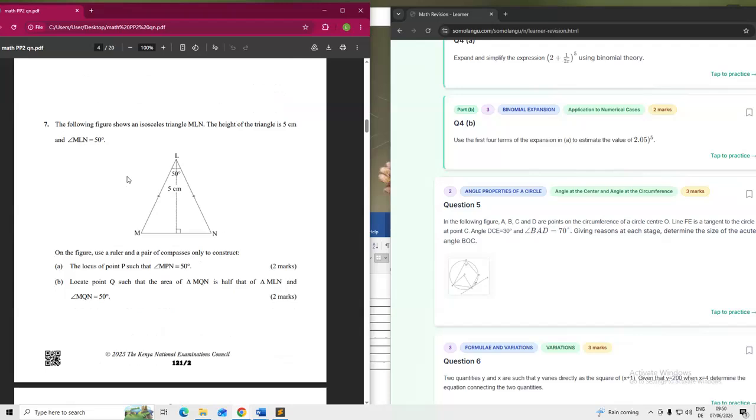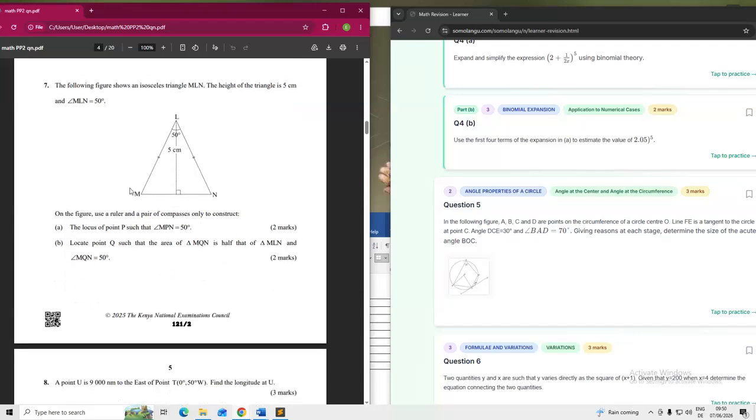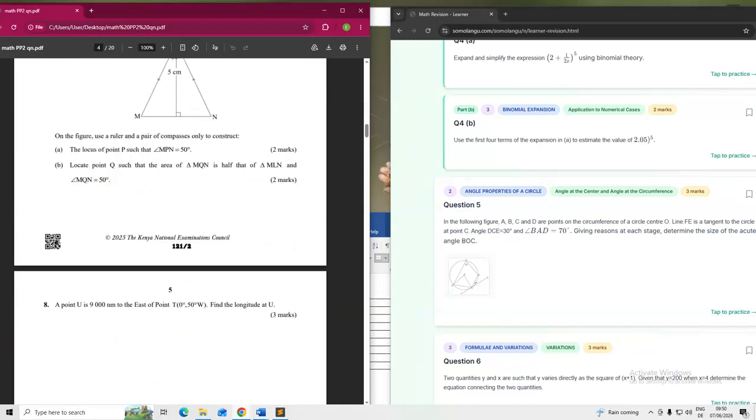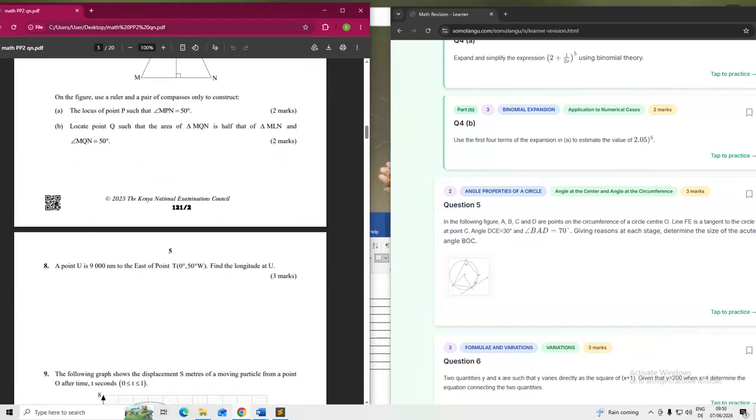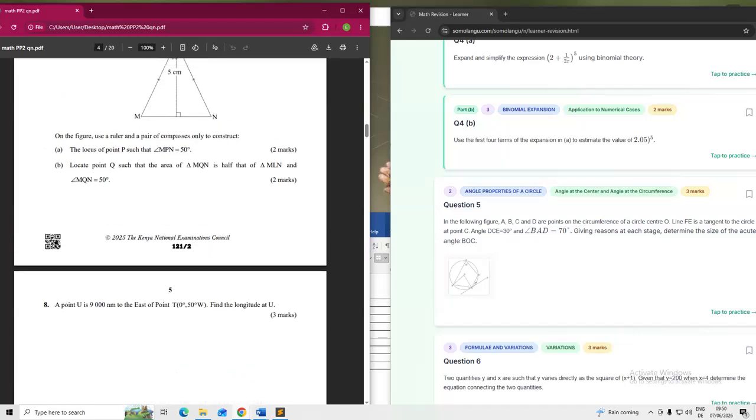Moving on to question number 7. So you're given a figure of an isosceles triangle MLN and a height and an angle. And then you are expected to use a ruler and a pair of compasses to construct part A, the locus of point P, part B, to locate a point Q such that the area of triangle MQN is half of triangle MLN and angle MQN is 50 degrees.